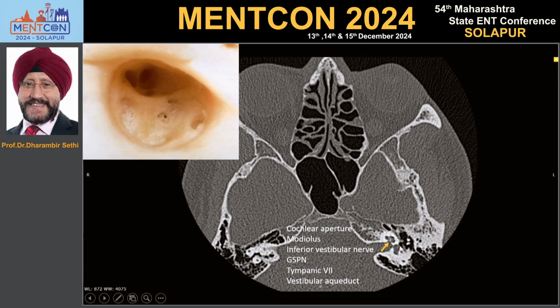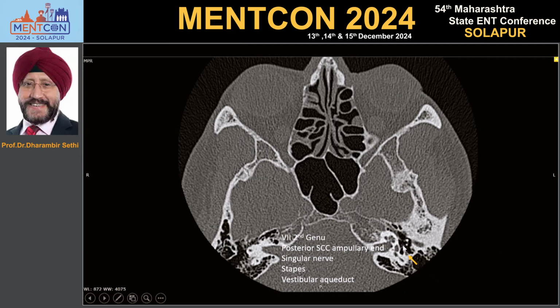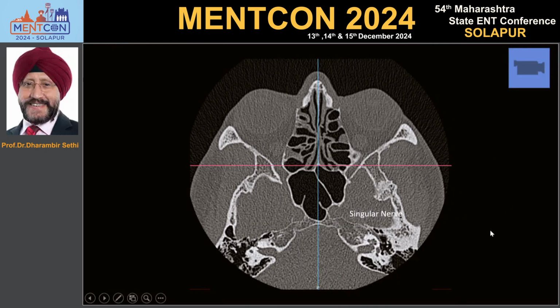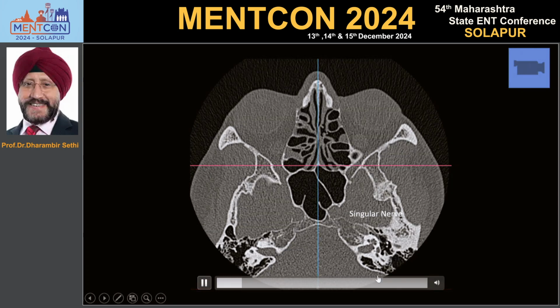You can see the facial nerve crossing right here, and that's the facial nerve. It has crossed the stapes, and has crossed over to the mastoid, the second genu. And here you can see the ampulla of the posterior semicircular canal, which is joining the vestibule right here. You see this shadow here, that is the singular nerve, and you can see it very nicely on the negative here. That's the singular nerve running from the internal acoustic meatus to the vestibule. You can see it very nicely here, I believe. That's the singular nerve right there.